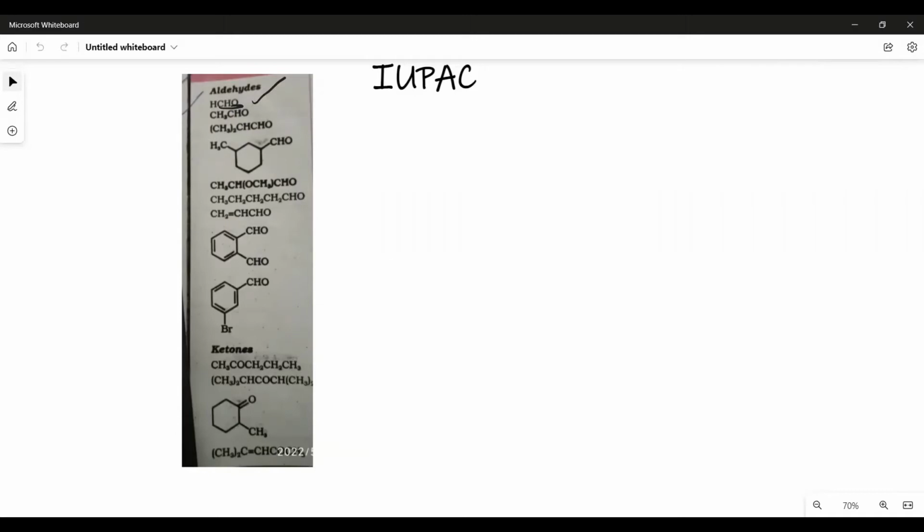There is a confusion whether IUPAC name is formaldehyde or not. So formaldehyde is actually the common name. It is not the IUPAC name. What will always come in the IUPAC name?